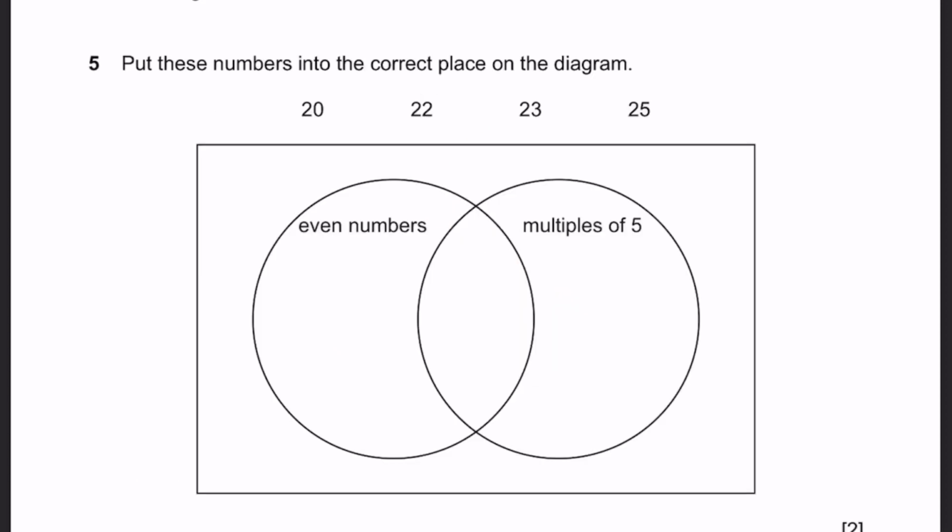Question 5. Put these numbers into the correct place on the diagram. Even numbers and multiples of 5. So even numbers, we have 20 and 22. Out of this, there's 22 as an even number and 20 as a multiple of 5 and even number. And 23 and 25 are the remaining. 25 is a multiple of 5 but not an even number. And 23 is none of them. That's the answer.